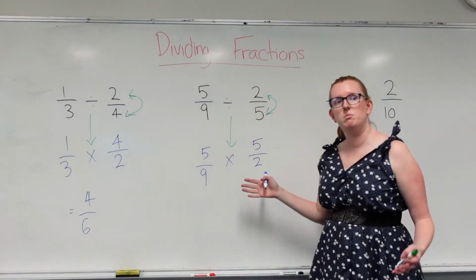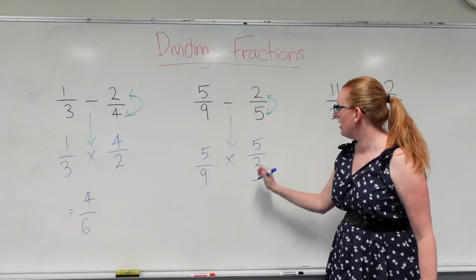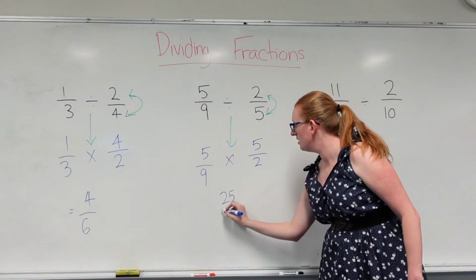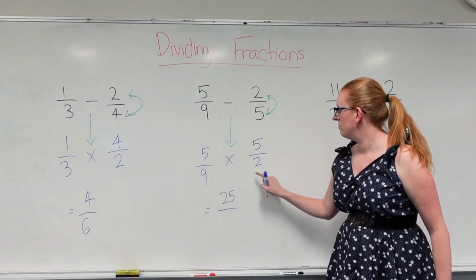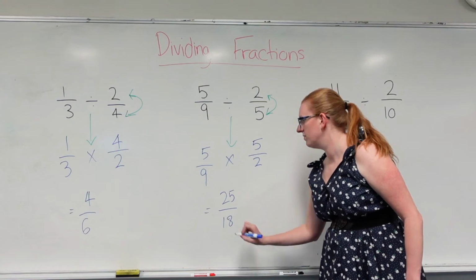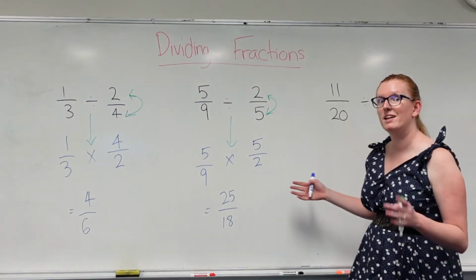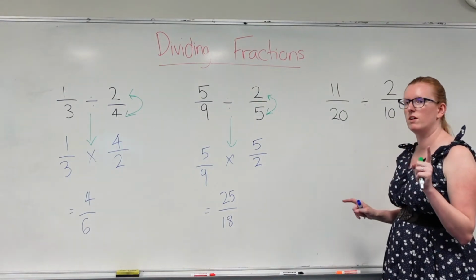And now all I do is I multiply. So 5 times 5 gives me 25, and 9 times 2 gives me 18. And there we go. Let's do one more just to make sure you've got it.